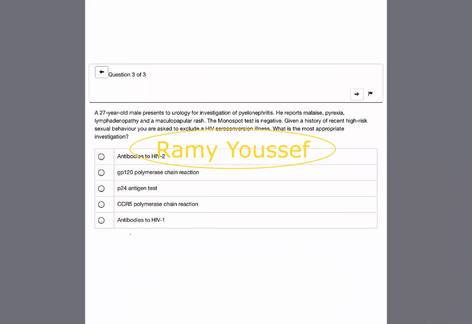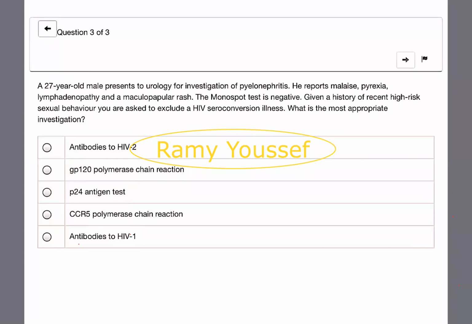Okay, last question, doctor. A 27-year-old man presents to urology for investigation of pyelonephritis. He reports malaise, lymphadenopathy, and a macular rash. The monospot test is negative. Given a history of recent risky sexual behavior, you are asked to exclude an HIV seroconversion illness. What is the most appropriate investigation? Antibodies to HIV 2, GP120 polymerase chain reaction, P24 antigen test, CCR5 polymerase chain reaction, antibodies to HIV 1.